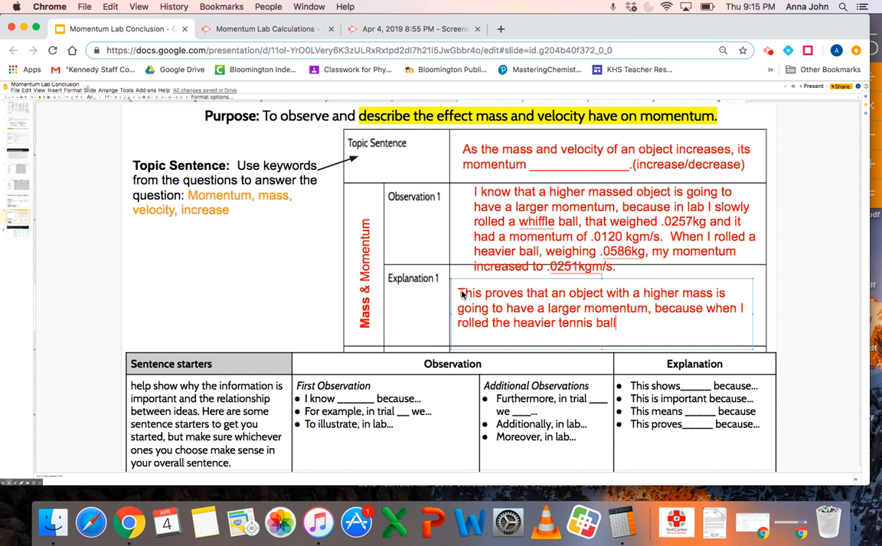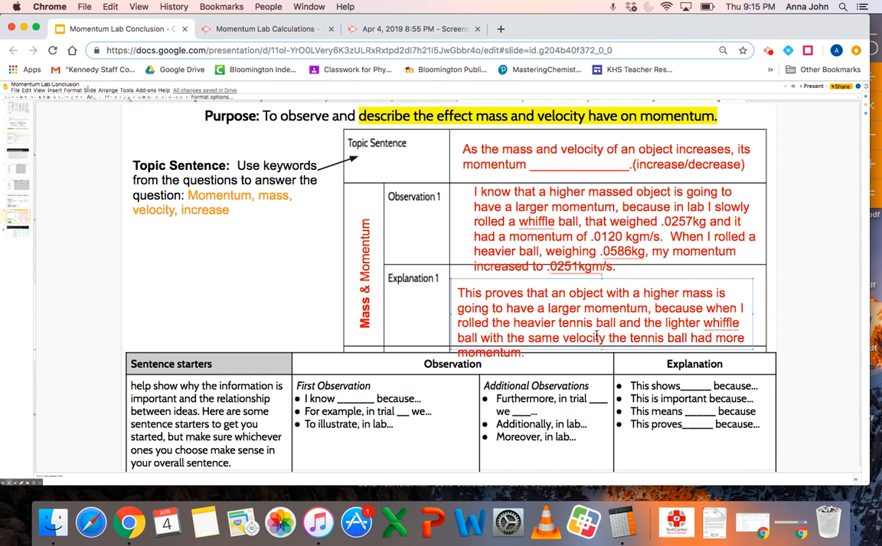So this proves that an object with a higher mass is going to have a larger momentum because when I rolled the heavier tennis ball and the lighter wiffle ball with the same velocity, the tennis ball had more momentum. So I proved what my relationship was. The higher the mass, the larger the momentum. But I also made sure to show that my data was just looking at the mass by mentioning that the velocities were the same.